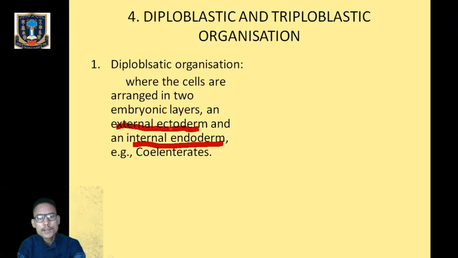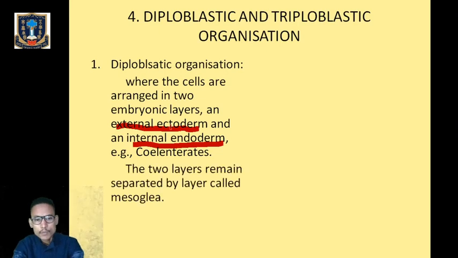So the animals which exhibit diploblastic organization have two embryonic germ layers, ectoderm and the endoderm. Now, the two layers, ectoderm and the endoderm, will remain separated by a layer called mesoglea. This layer, mesoglea, will separate the ectoderm and the endoderm. Let us look at the diagram.